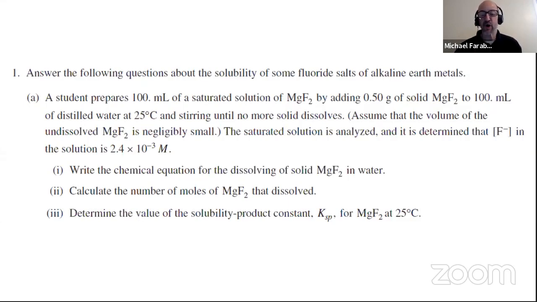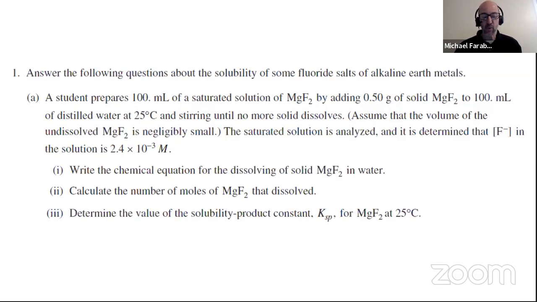And so this question relates to solubility equilibria. So we have a saturated solution of magnesium fluoride, MgF2, and that was prepared by adding 0.50 grams of solid magnesium fluoride to 100 milliliters of distilled water. Now, again, it's a saturated solution, so we have to assume that not all of the solid dissolves, and at the end, this saturated solution most likely has some solid magnesium fluoride on the bottom of the beaker. Now, when this saturated solution is analyzed, it is determined that the concentration of the fluoride ion in this saturated solution is 2.4 times 10 to the minus 3 moles per liter.